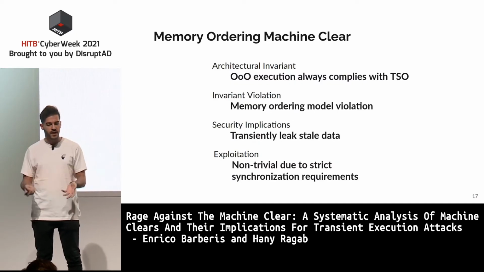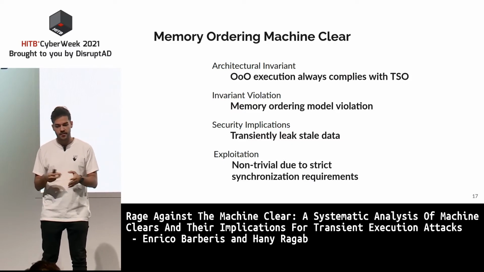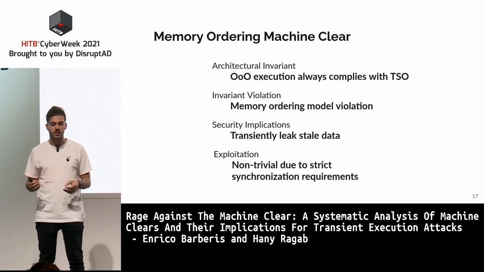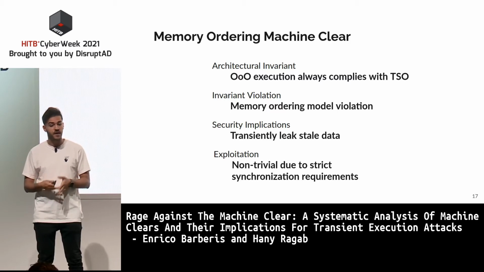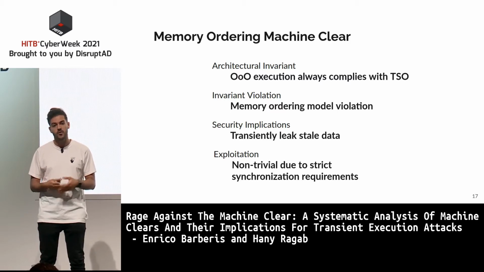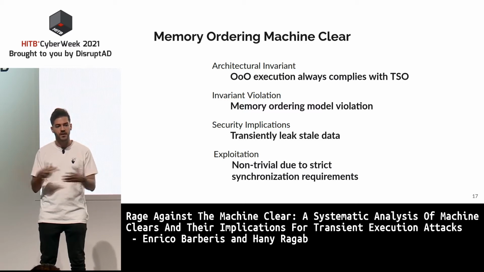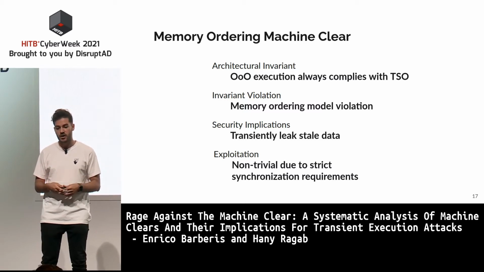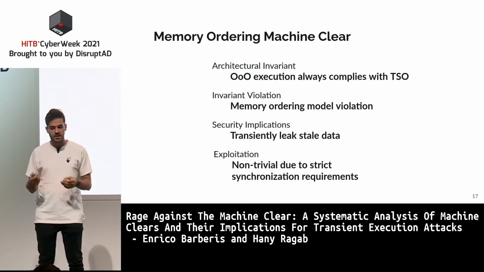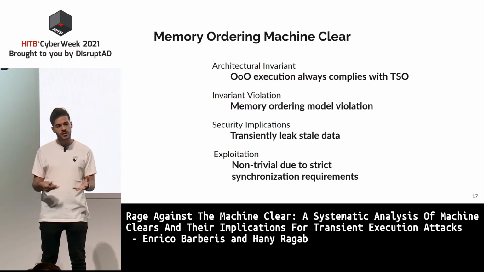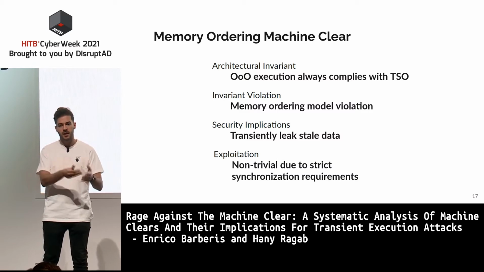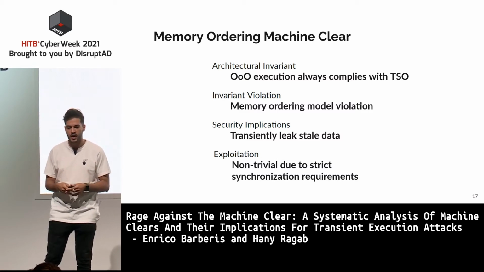So the architecture invariant of this type of machine clear is that out-of-order execution always complies with the total store order memory model. This architecture invariant is violated in the case of a memory ordering machine clear, where 2 processors can violate each other's program order. This violation allows an attacker to transiently leak stale data, in this case, the old value of a memory address.